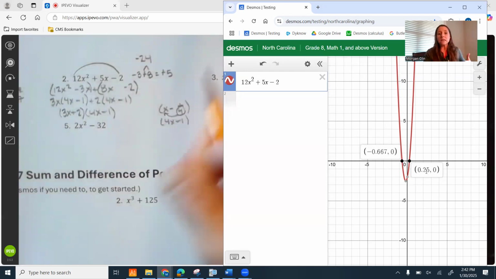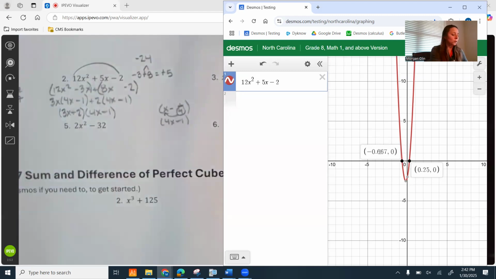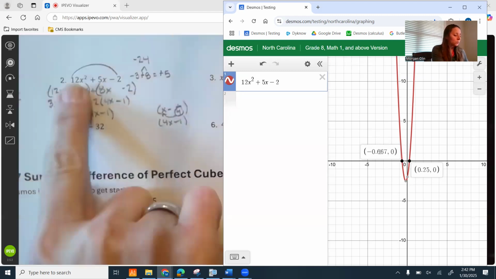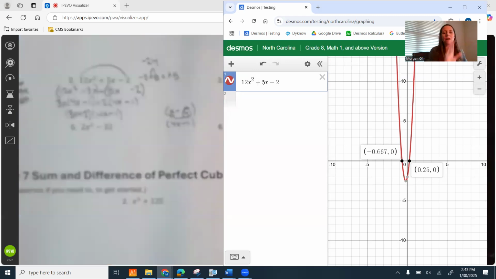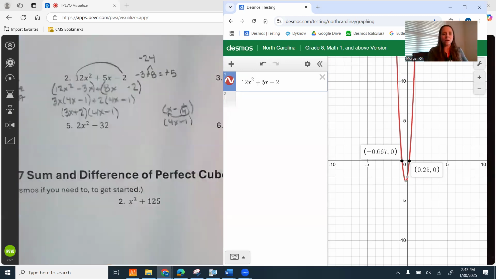Now to get the other factor, if you don't know how to write this as a fraction, you can use division. You're going to have to use long division. You can divide this into the 12x squared plus 5x minus 2. That's one way to factor. I'm not going to do it. I'm just telling you what you can do.